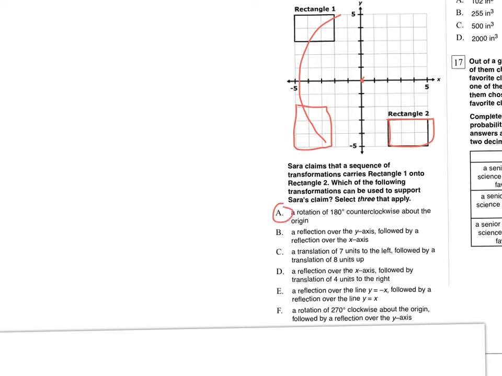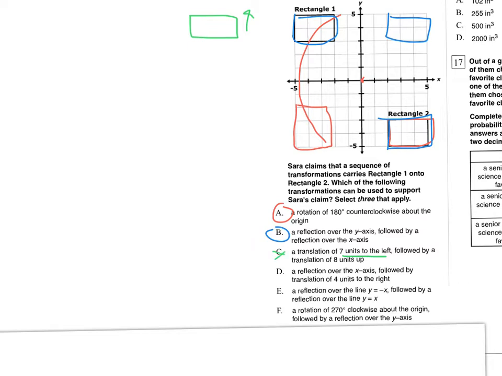For B, what they're saying is a translation over the y-axis, and so that would send this, if I went over the y-axis, would send it over here, and then over the x-axis would send it right down there, so that one is actually correct as well. Option C says a translation 7 units left, so that would move it over here, and then up would get it even further away, so that looks like it's not correct.